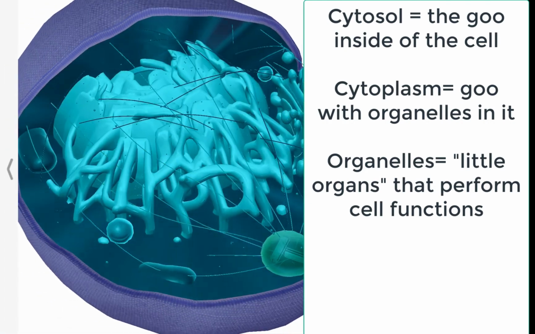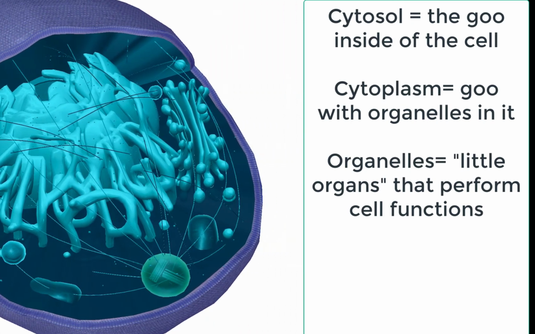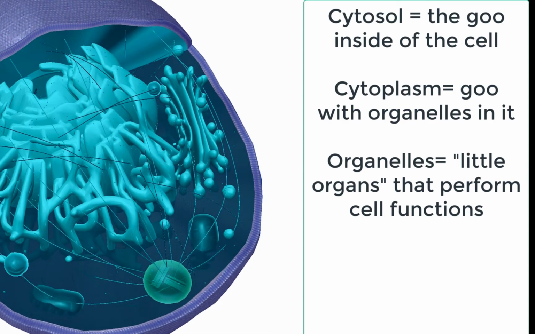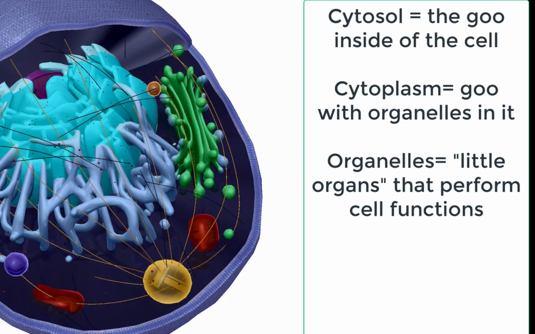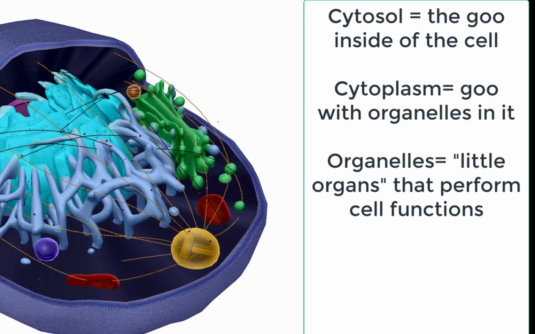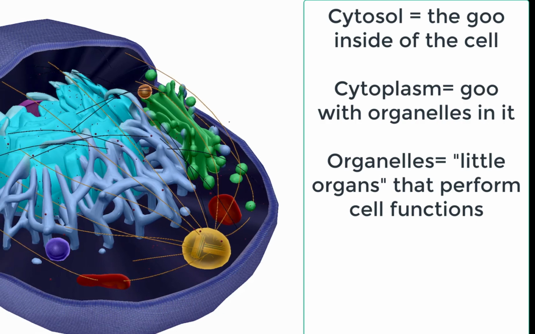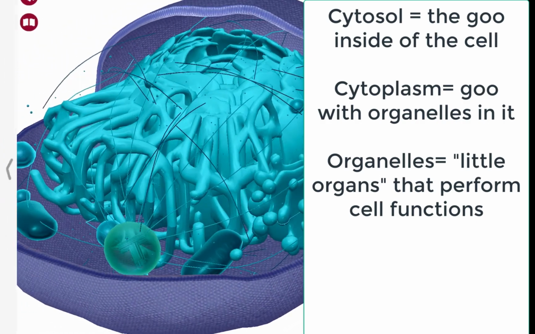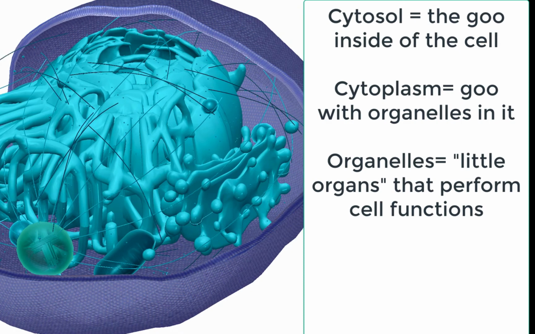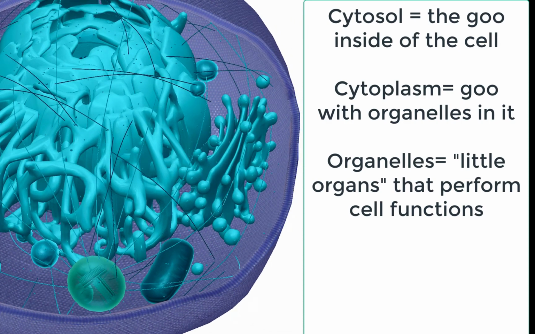Okay, once we talk about the goo with all the stuff in it, so everything that's highlighted here in that kind of turquoise color, now we're talking about the cytoplasm. So the cytoplasm is the goo plus all the organelles. Now, what are the organelles? Organelles are all of these sort of structures in here. And that name organelle, it kind of sounds like little organ. Here, let me actually highlight all the organelles. There we go. There's all the organelles highlighted. So all of these structures in teal are organelles.